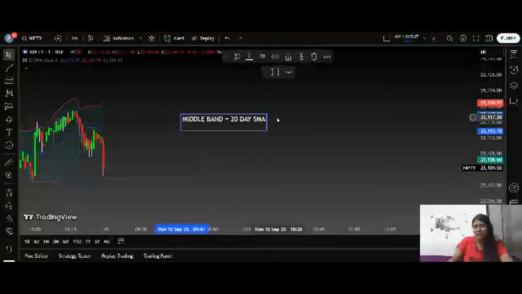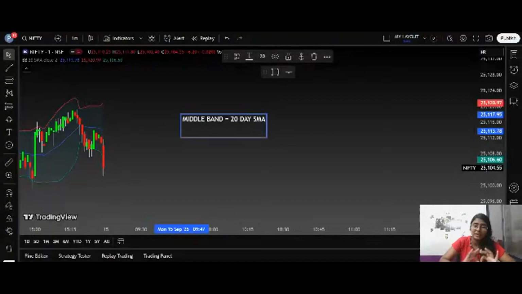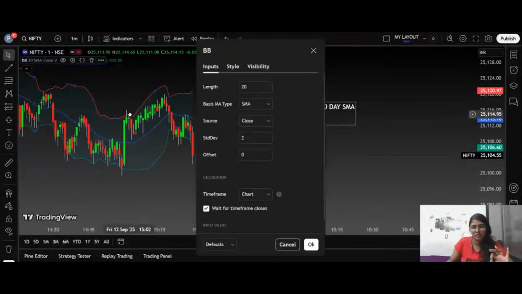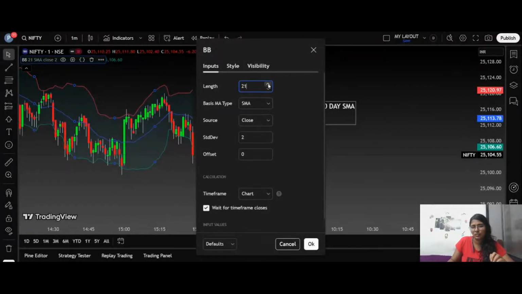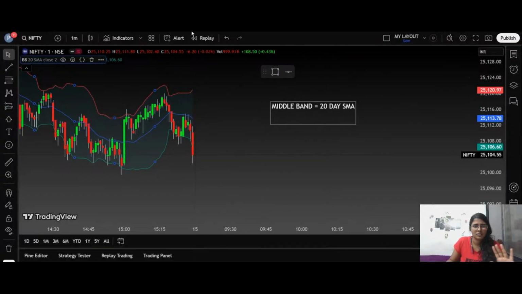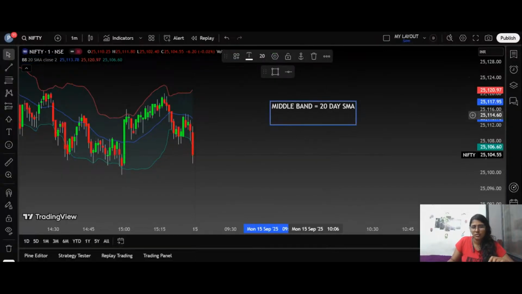Why just 20-day SMA? Because this is the default setting of TradingView. The 20-day simple moving average is the default setting of TradingView, so I'm not changing its setting. I'm just putting it as it is. If you want to know, I'll show you the proof that this is the default setting. See, the length is 20. The basic MA type is SMA. So this is the 20-day SMA. If you want to change it, you can change it, but I'm not going to change it. So this is the formula of the middle band.